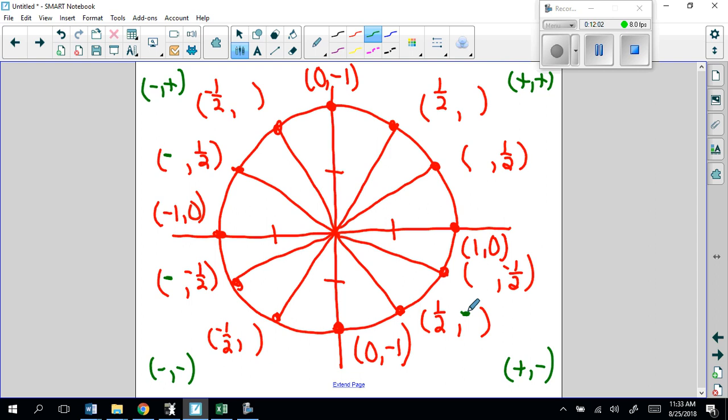Now you know the number that goes with 1/2 is the square root of 3 over 2. Square root of 3 over 2 goes in each of the remaining eight spots.